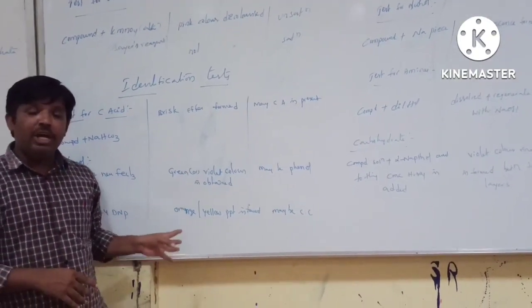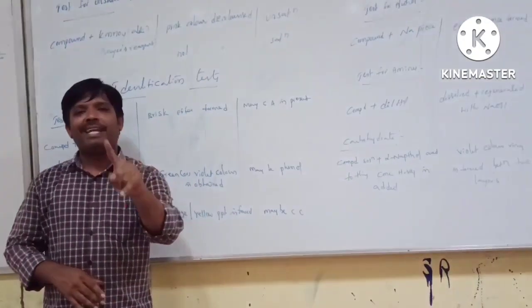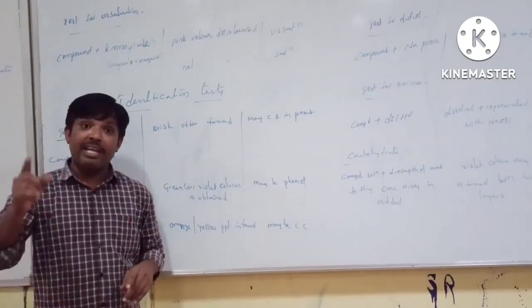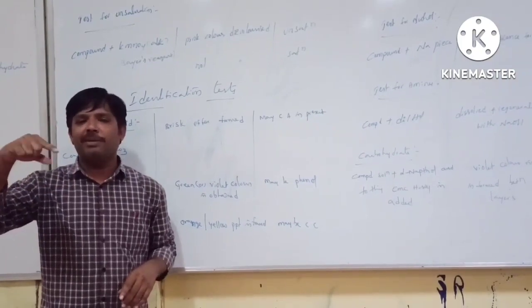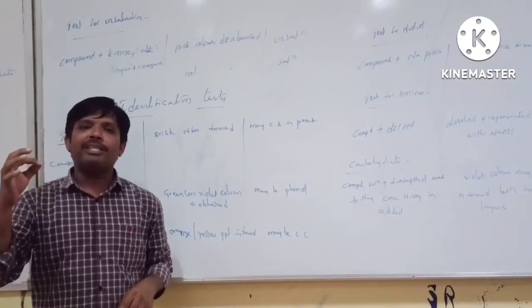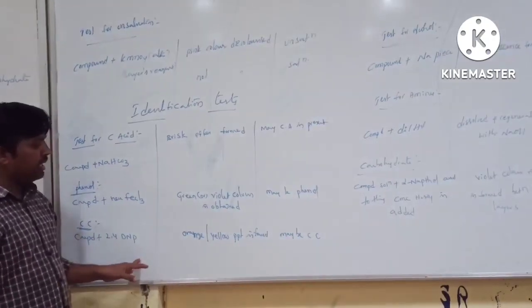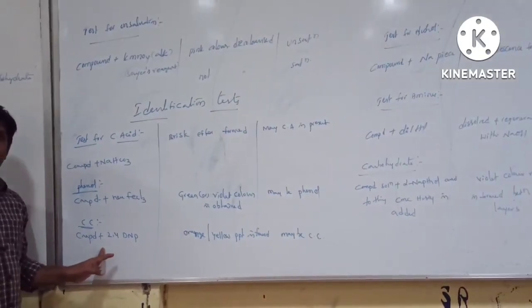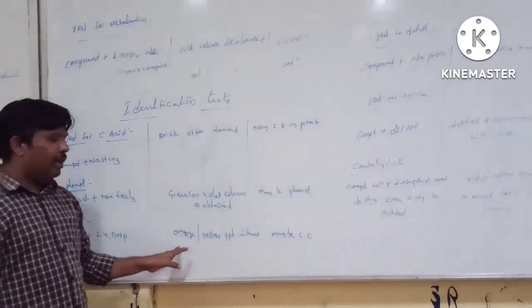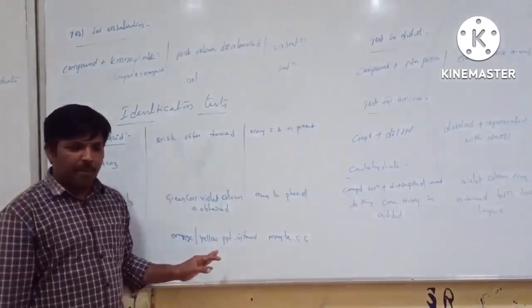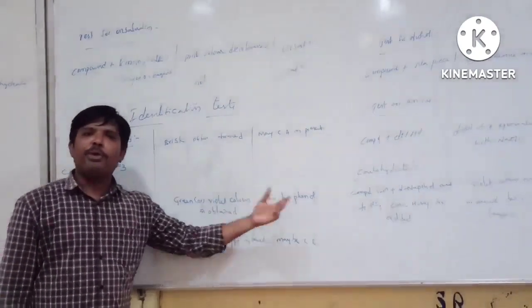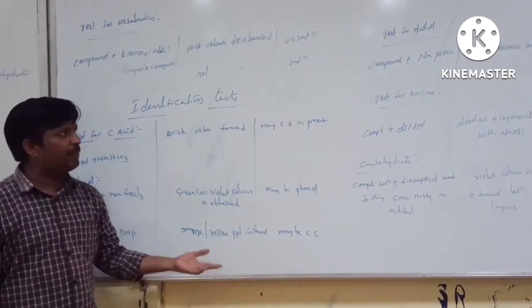What is Tollens reagent? Tollens reagent is ammoniacal silver nitrate. That is the Tollens reagent. What is Fehling's reagent? Sodium or potassium tartrate. That is called Fehling's solution. When we add 2,4-DNP to the compound, an orange or yellow colored precipitate is obtained. Maybe carbonyl compound is present.